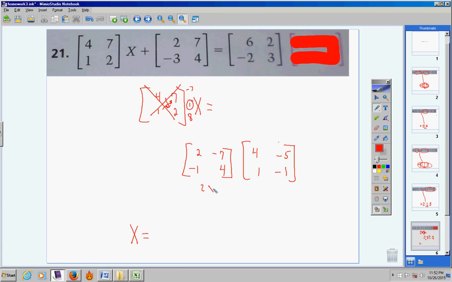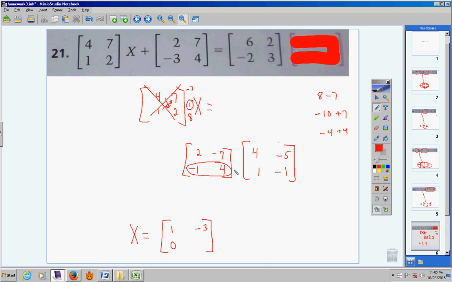So I'm not going to go through and run this test. We've done a bunch of these 2 by 2s times a 2 by 2. We know the test passes, and we know we're left with a 2 by 2 for our answer, okay? So row times column, 2 times 4 is 8. Negative 7 times 1 is negative 7. Combine and we get a 1. Now row times column, 2 times negative 5, negative 10. Negative 7 times negative 1, positive 7. That's a negative 3. Now we're going to take this row times all the columns. So here we go. Negative 1 times 4, negative 4. 4 times 1, positive 4. So I get a 0.